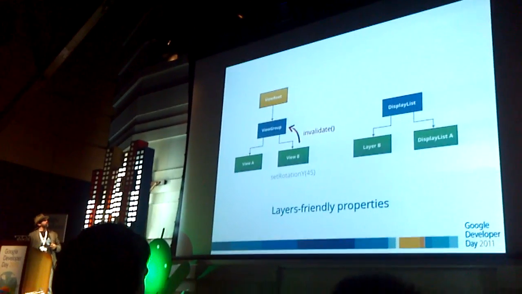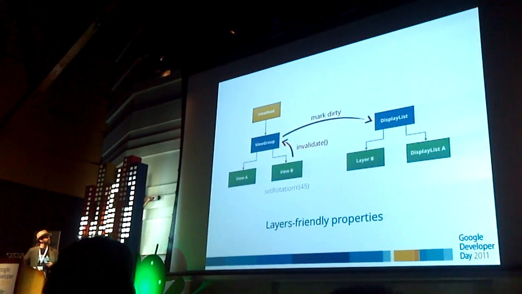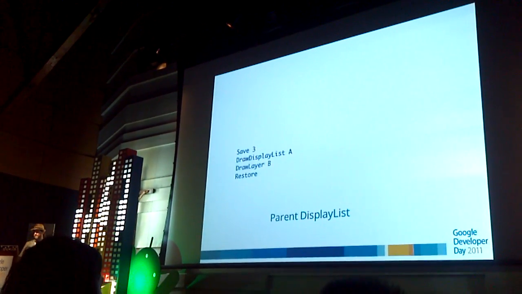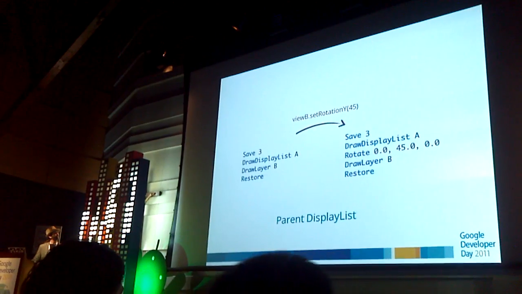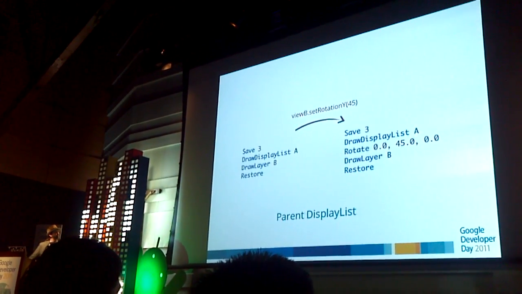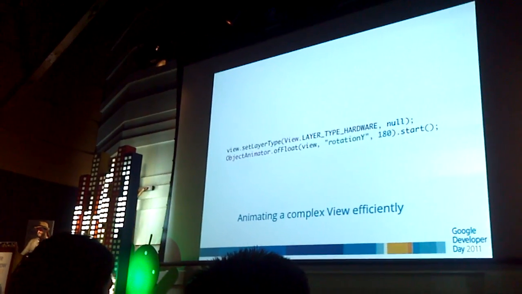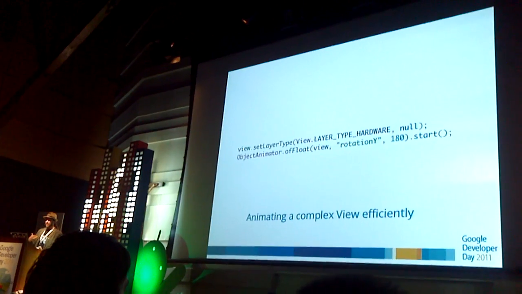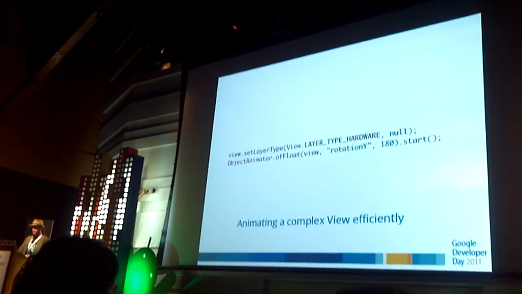So again, we set rotation, it invalidates the view group, it gets marked dirty. And that's what happens. It's very simple. The display list gets drawn, rotated, redrawn, and restored. So this allows us to animate a complex view very efficiently.